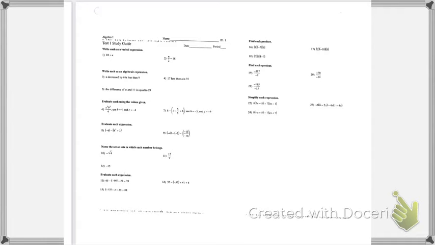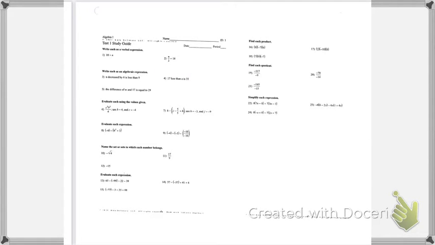All right, number 2. n divided by 2 is 18. So once again, remember, we don't want to use the word divided by. So I would say the quotient of n and 2 is 18. Or I could say half of n is 18. Either one would be correct.